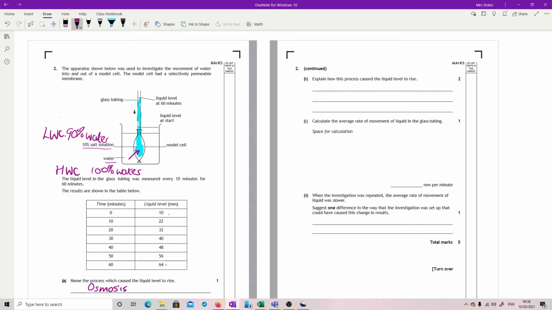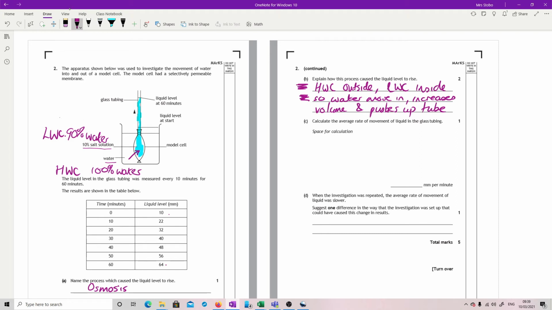So what we need to do is to explain, you have the high water concentration outside, low water concentration, obviously you'd write that properly, inside. So water moves in, increases volume, and pushes up the tube. Your two points here are really explaining this bit, so describing the outside and inside, and then basically it moves in. There's your two points.